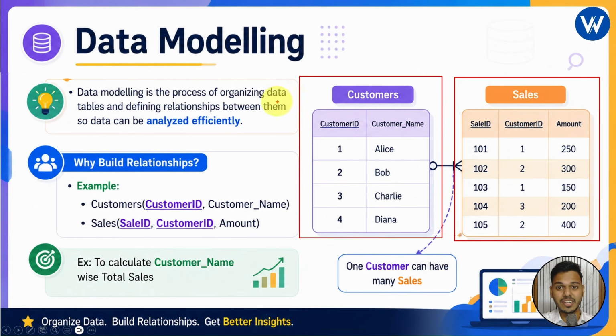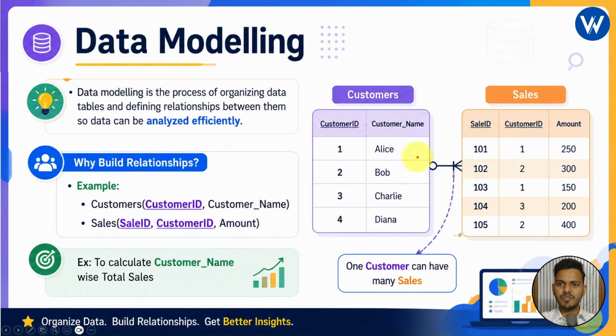Now look here guys. Inside the customer table, I have taken two different columns. The first column is customer ID and next we have the customer name column. Now inside the sales table, I have taken sales ID, next customer ID, and this is the amount column. Now my simple question is, I want to calculate customer name wise total sales. So we need to find the customer name wise total amount, right?